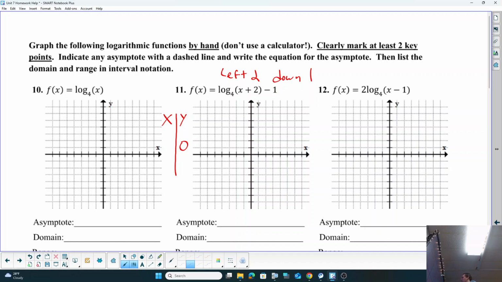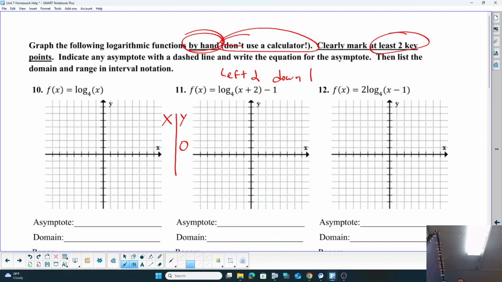So what we want to do is plug a 0 in here and solve for x. The tricky part is we need to turn this into an exponential equation that we can graph, because it says to do it by hand. Don't use your calculator. Find at least 2 key points, and then use the asymptote with a dashed line.